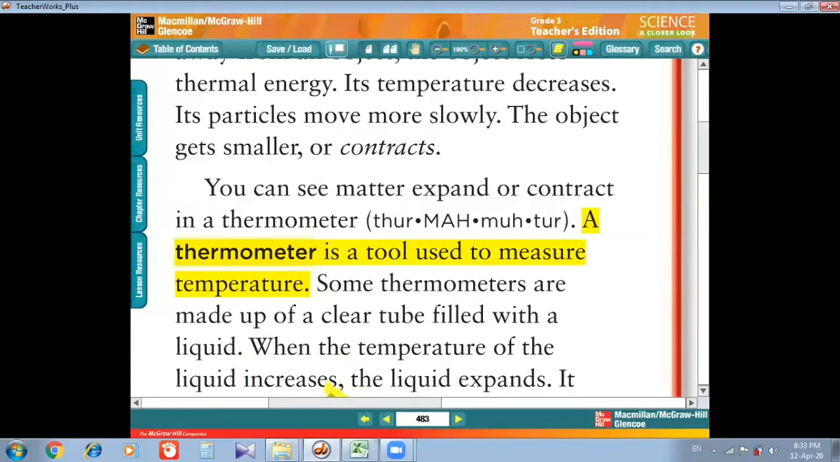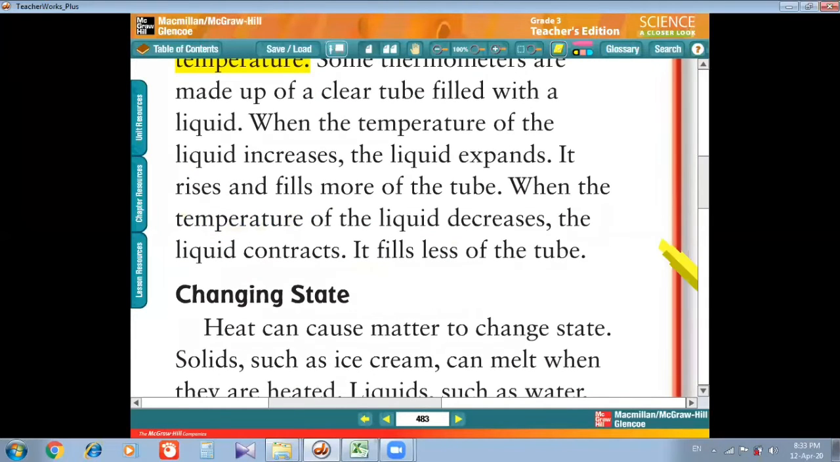When the temperature of the liquid increases, the liquid expands. Means when heat flows into the mercury, it will rise. The temperature will increase, and it rises in the tube and fills more of the tube. But when the temperature of the liquid decreases, the liquid contracts, it fills less of the tube. Means when the temperature decreases, the liquid comes down, it contracts, and it fills less of the tube.